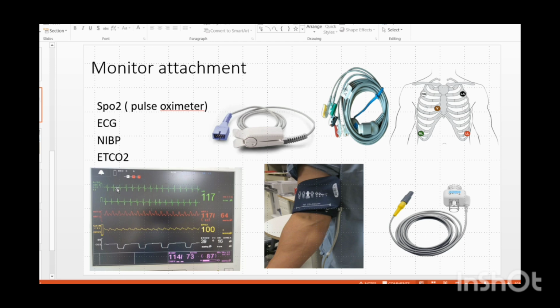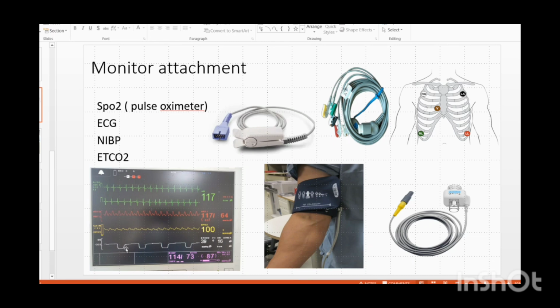You can see in this monitor, it is showing heart rate 117. Normal heart rate is 60 to 100 beats per minute. And you can see here SpO2, that is saturation. In a normal healthy patient, it should be 98 to 100. Sorry, 100 percent. It will be in percentage, not in mmHg. So that is SpO2. Next it is EtCO2.